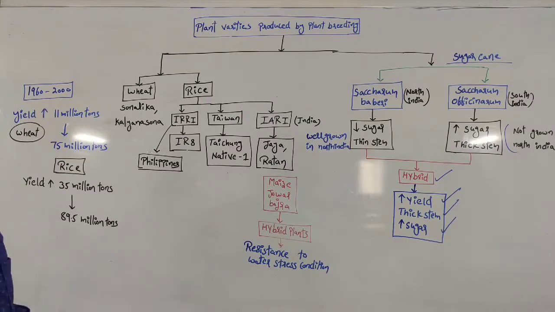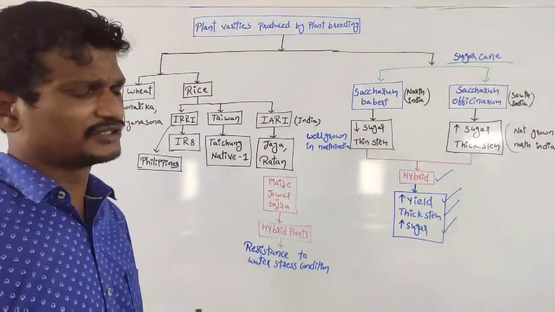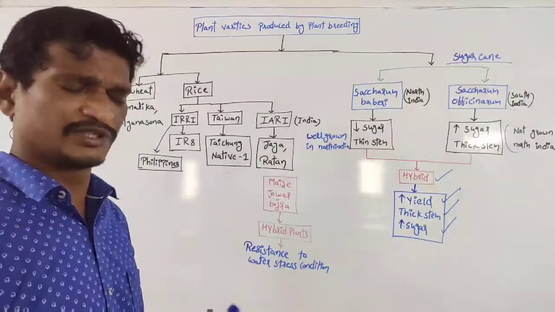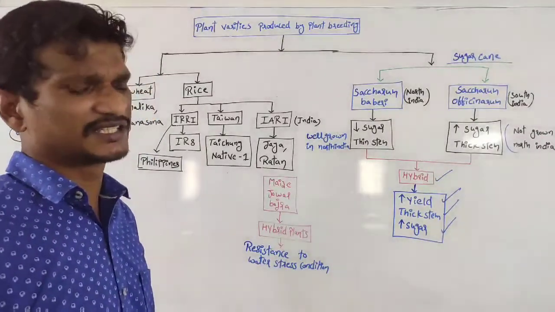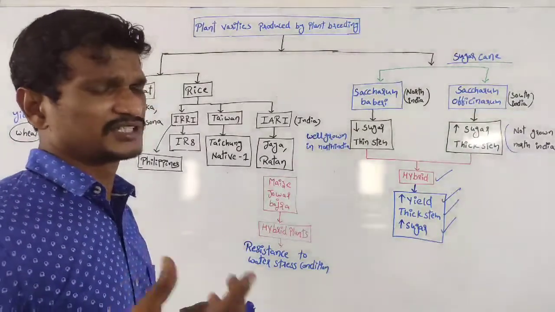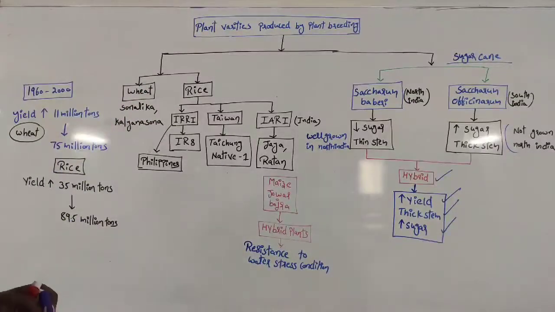Remember, all these plants have high yielding capacity and resistance to abiotic conditions, right? And some have pesticide resistance, some have insecticide resistance, right? So these plants majorly have advanced characters. So that is about the varieties, and next we will discuss the next topic.